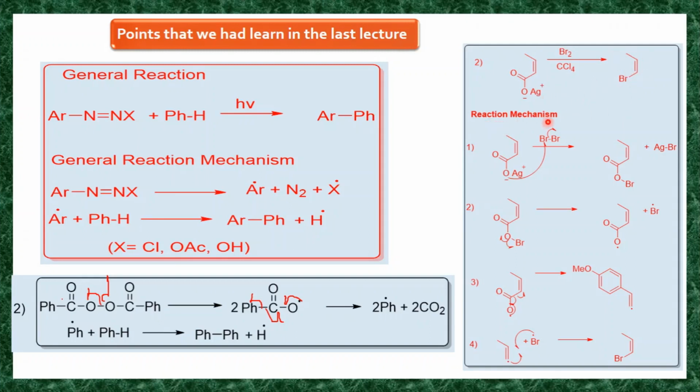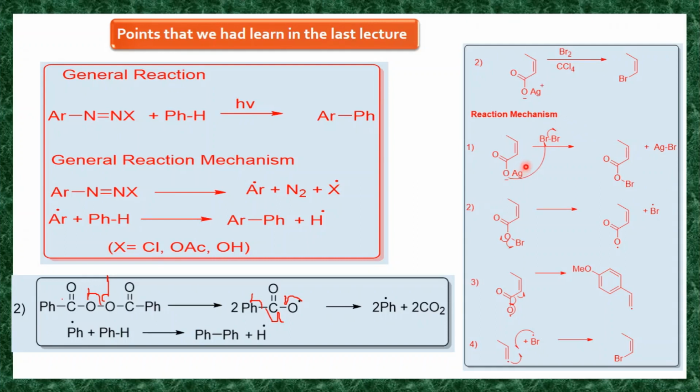Its mechanism is very simple. This silver salt of carboxylic acid, you are reacting with Br2. So this O minus, the oxygen anion, attacks this Br, because this Br2 is a polar molecule. There is a positive charge on one Br and a negative charge on another Br. So this O minus attacks this Br, and this oxygen will form a bond with this Br, so you will get this OBr, and the Br minus forms an ionic bond.